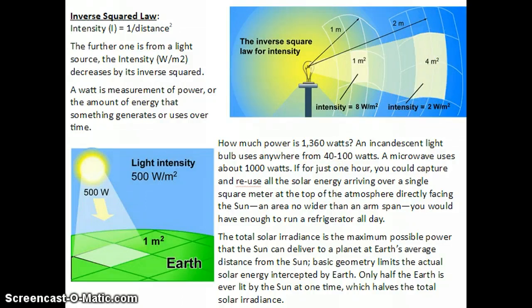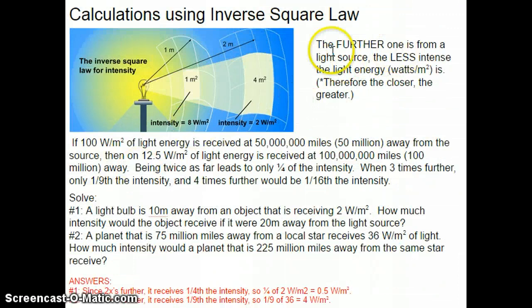So here are some practice problems I want to make sure you have a chance to go through. But let's reiterate the basics here. The further one is from a light source, the less intense the light energy, in watts per meter squared. Therefore, the closer, the greater. If 100 watts per meter squared of energy is received at 50 million miles away from the source, then it would only be 25 watts per meter squared of light energy received twice as far. Right? Being twice as far, it's only 1/4 the intensity.